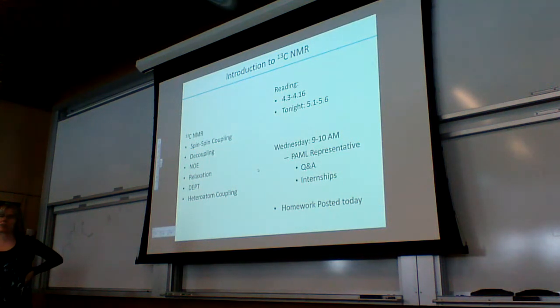We're not going to get through all of this today, so we'll finish it up on Wednesday. And then on Wednesday, we'll start in on Chapter 5, which is coupling, more in-depth. So we'll talk about not just your simple coupling, but coupling with two different groups when they're not the same J-value, and what happens in those cases.